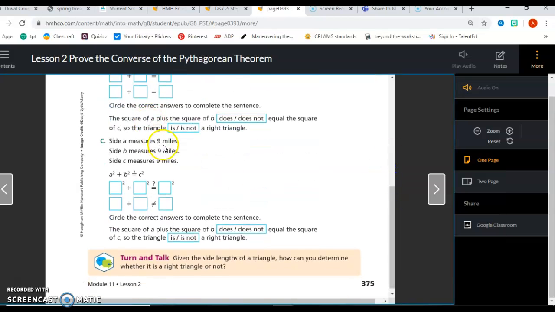C is given the same measurements for all three sides. Right off the bat, does that equal a right triangle? Think about that one. All right, so I helped you through A. As long as you're taking the measurements, plugging them into the boxes, and asking yourself, does it make a true statement? Does it equal? Or if that equal sign is slashed, meaning it does not equal, then you can identify if it is or it is not a right triangle.